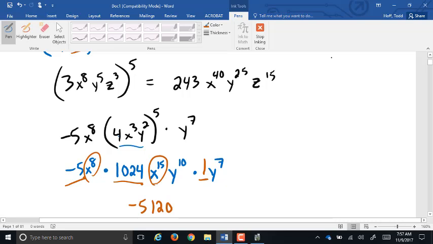X to the 8th times x to the 15th, there isn't an x here, so that's x to the 23rd, right? 8 plus 15 is 23. When we're multiplying, we add the powers. Then there's no y here, but we've got y to the 10th times y to the 7th is y to the 17th. Very good.